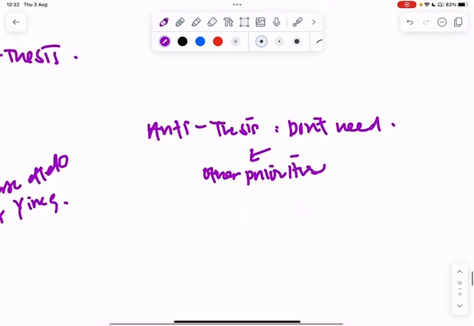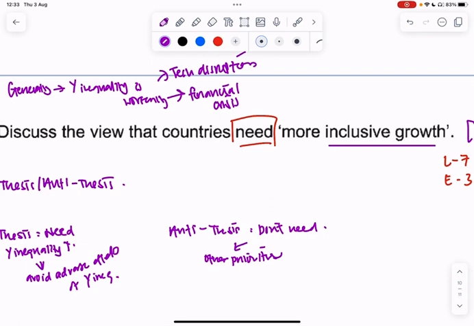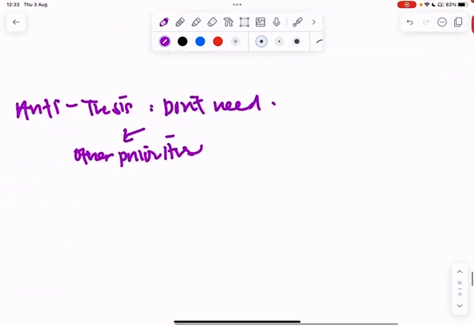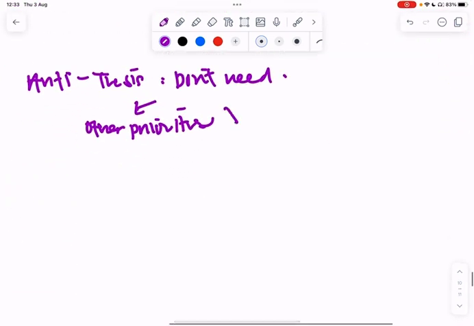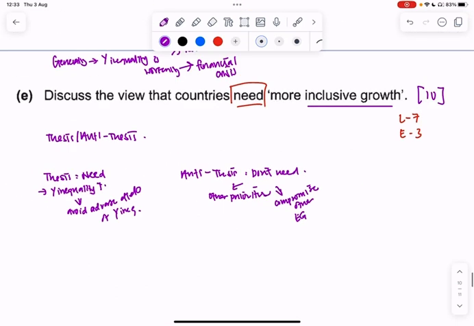Also, if I already have a significant level of inclusion in my society, I may not need or I may not want to have more inclusive growth at this time because of my other priorities. We need to realize that inclusive growth can also compromise other economic goals. Okay, so this is what I need y'all to realize first. And then we look at this question.